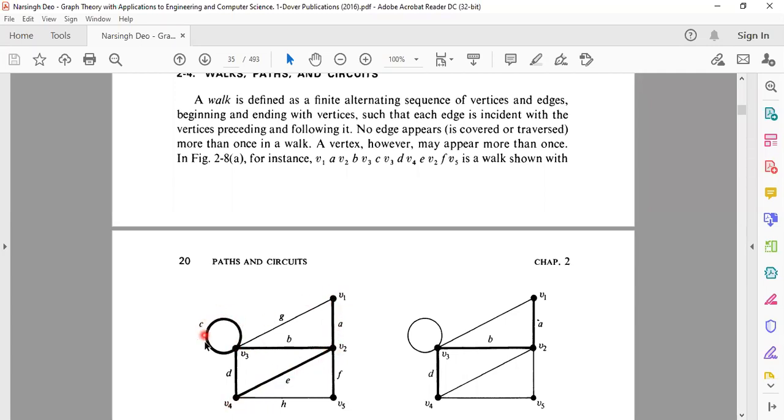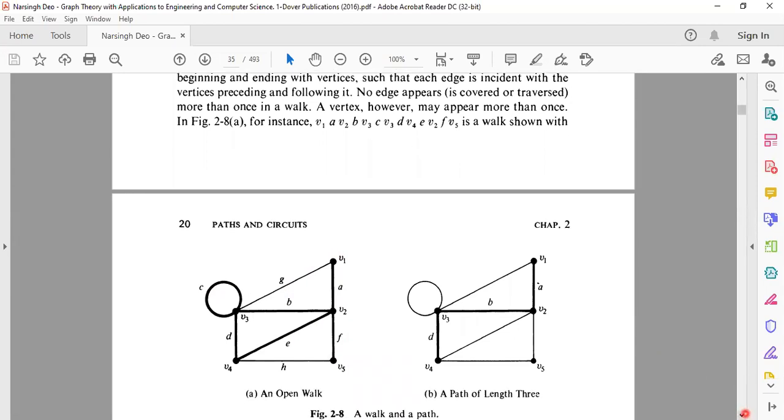V1, V2, V3, V1A, V2B, V3C, V3, D, V4, and E, V2. Up to this was all right. But if I want to come to V5 by tracing F, that is all right. But I cannot go back to V1 because in this particular case, A will repeat itself twice. And therefore, this type of sequence will be a walk. Okay. Now, what is a path?